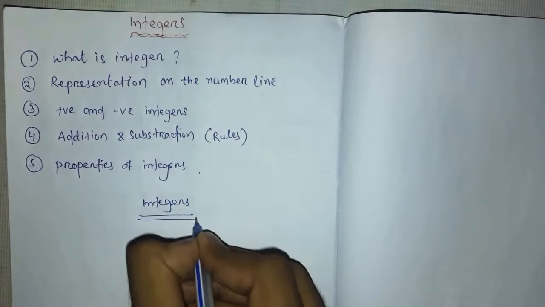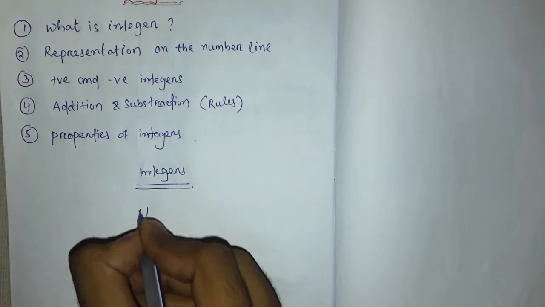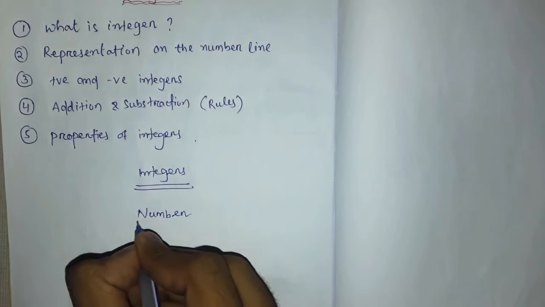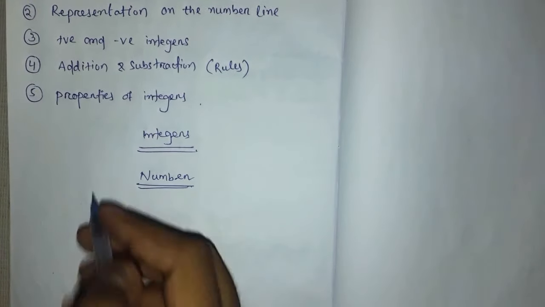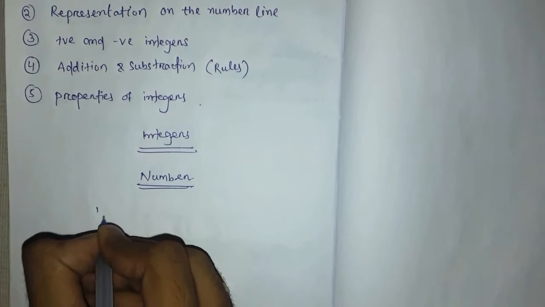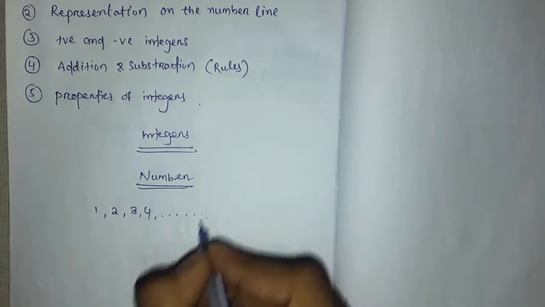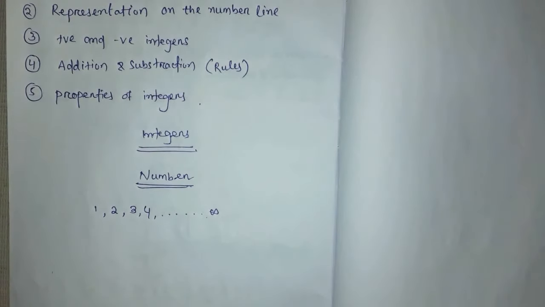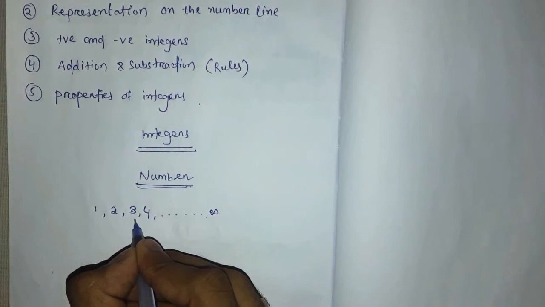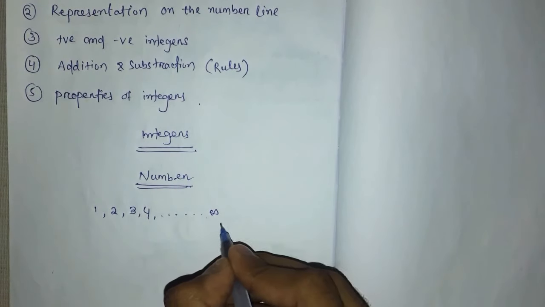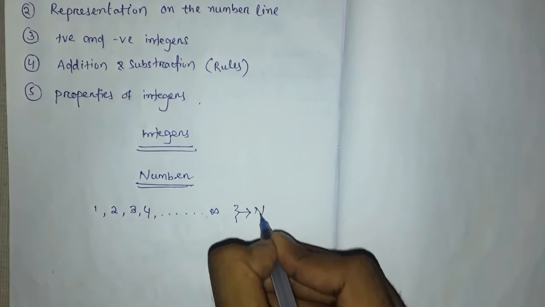And before going to the integer chapter, first we will learn what a number is. What is the number or the number system? We all know previously what a number is. If I write some digits 1, 2, 3, 4, like this, I can write up to infinity. And we know that these all are called numbers. 1 is one number, 2 is also a number, 3 is also a number, 4 is also a number.